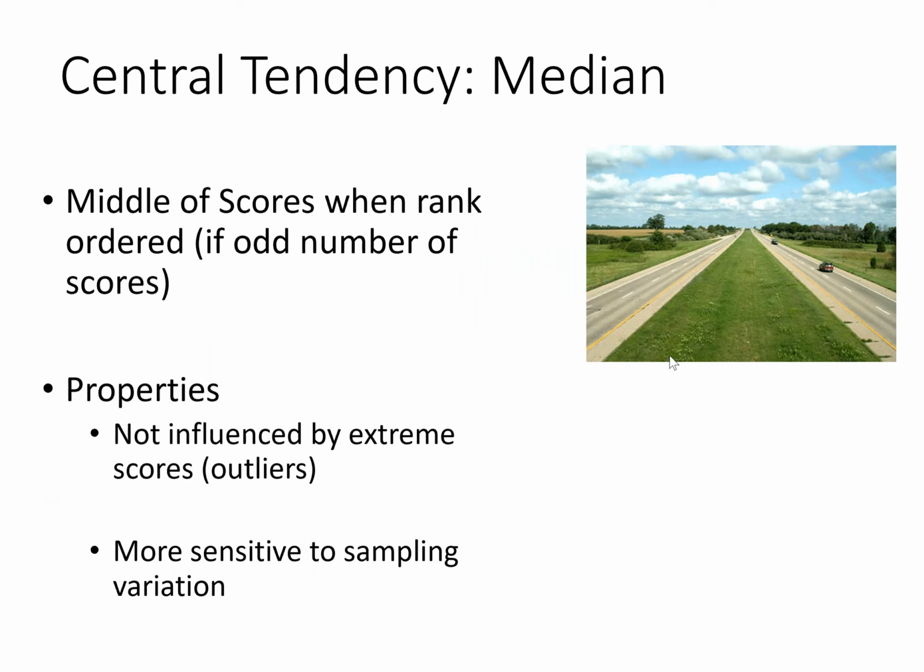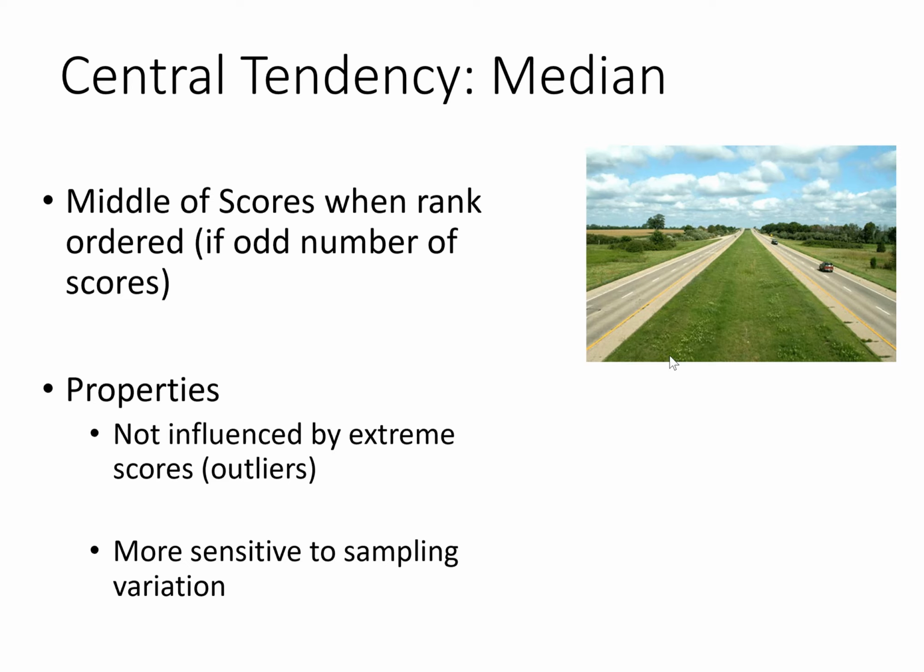Another measure of central tendency that's useful when there are extreme scores or outliers, or if distributions are very skewed in one direction or another, is the median. So the median is basically the 50th percentile rank score, or if you wanted to think of it as if we rank ordered all the scores, the middle score when those scores are all rank ordered.